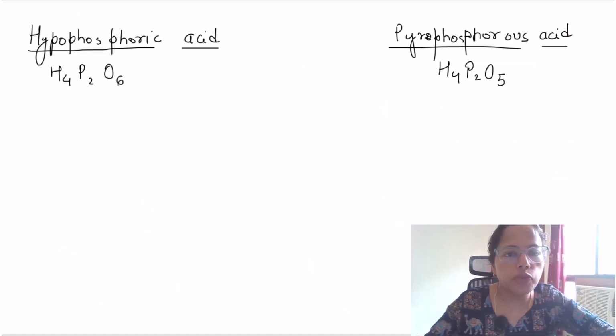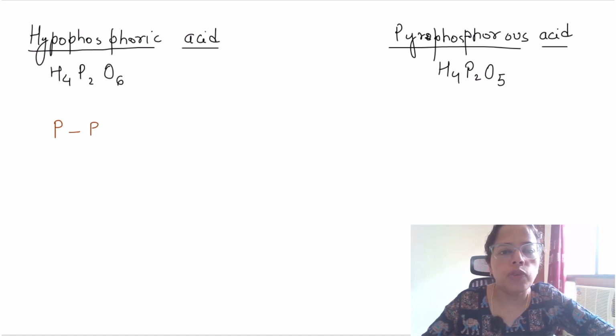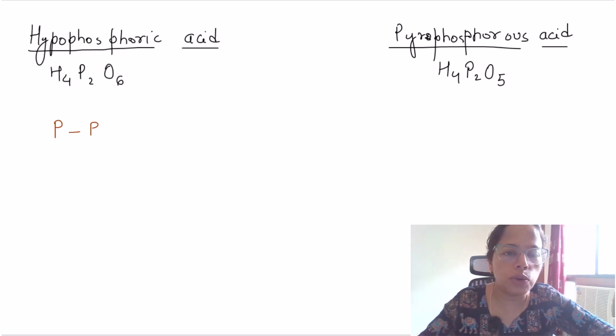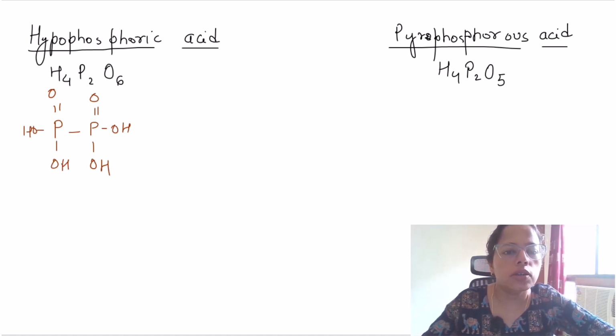Now we have hypophosphoric acid. So hypophosphoric acid has the formula H4P2O6. Now we can see here that we have 2 phosphorus atoms. So, phosphoric, it should contain P double bond O and POH and no PH bonds. So the structure is something like this. Okay, so we have H4P2O6: 6 oxygens, 2 phosphorus and 4 hydrogens.